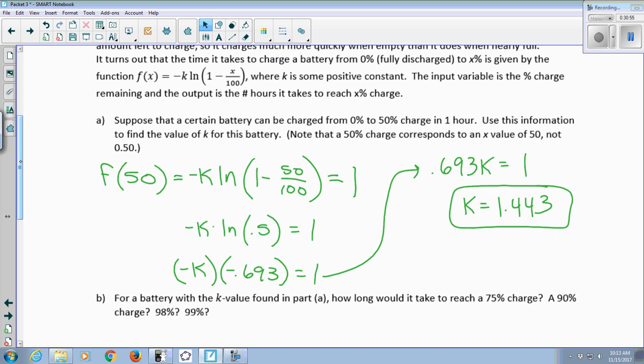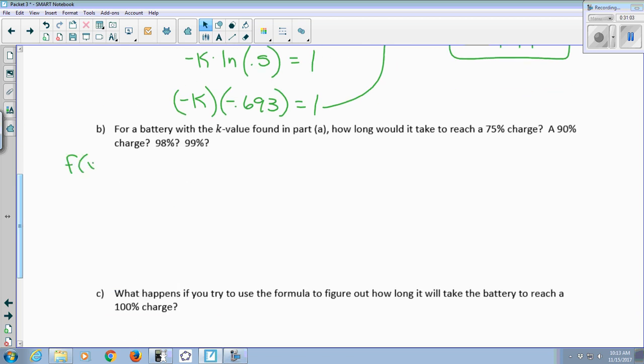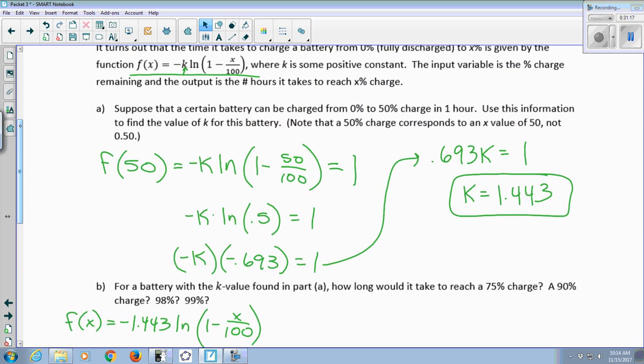So I'm just going to plug into this formula, but now I have a value for K. It's 1.443. So I know that f of x is the opposite of K, so negative 1.443 times the ln of 1 minus x over 100. That's the formula they gave us. And I just threw in the value of K that I found, 1.443.